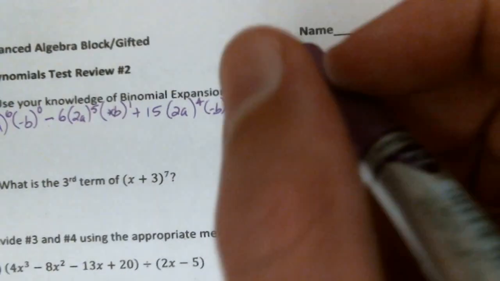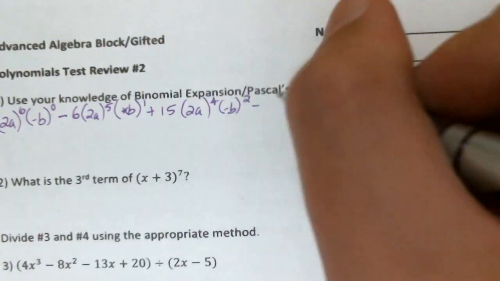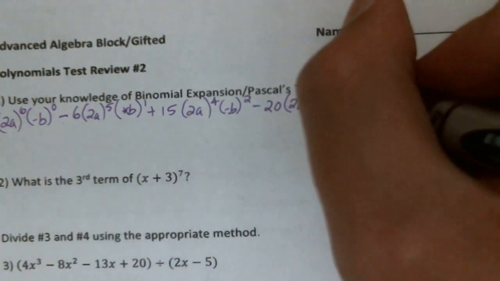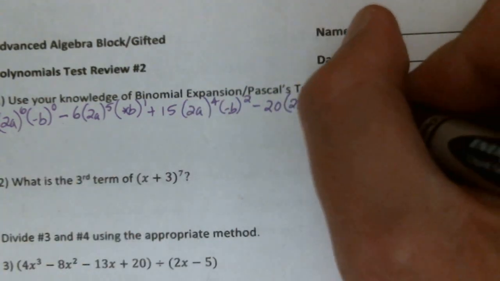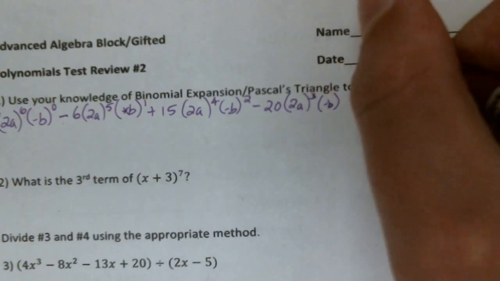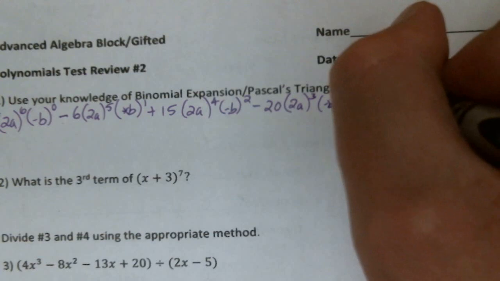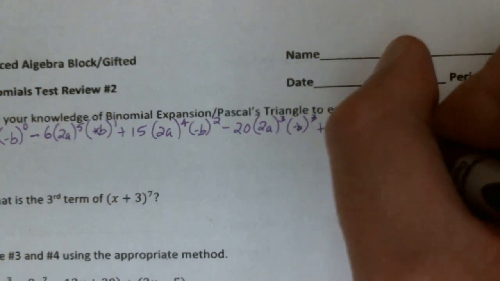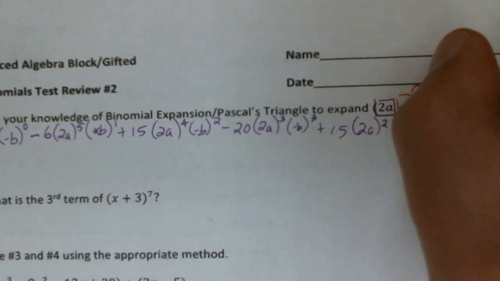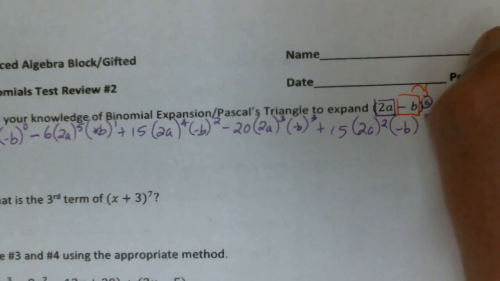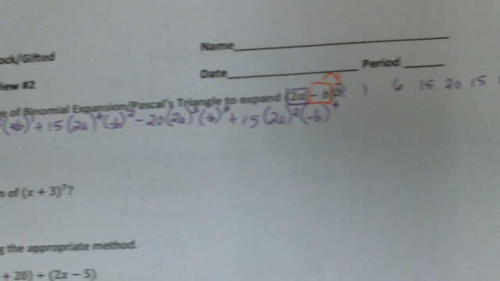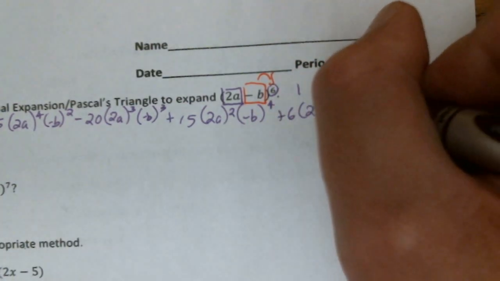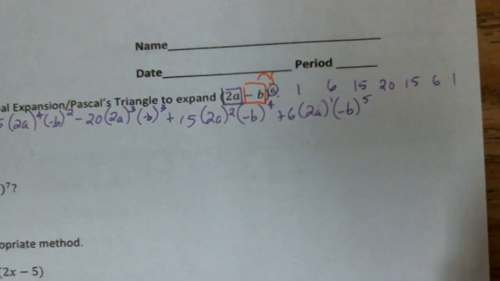All right, the next one's going to be 20, and I already know that it's going to be negative, so just go ahead and write down a negative. 20 times 2a, I'm going to raise that to the third, that's decreasing by 1, and I'm going to raise the b to the 0, 1, 2, 3. Okay, and then the next term is going to be positive, and just keep going. 15, 2a to the second, negative b to the fourth. Okay, keep going, got 2 more. And then we got plus 6 times 2a to the first, negative b to the fifth.